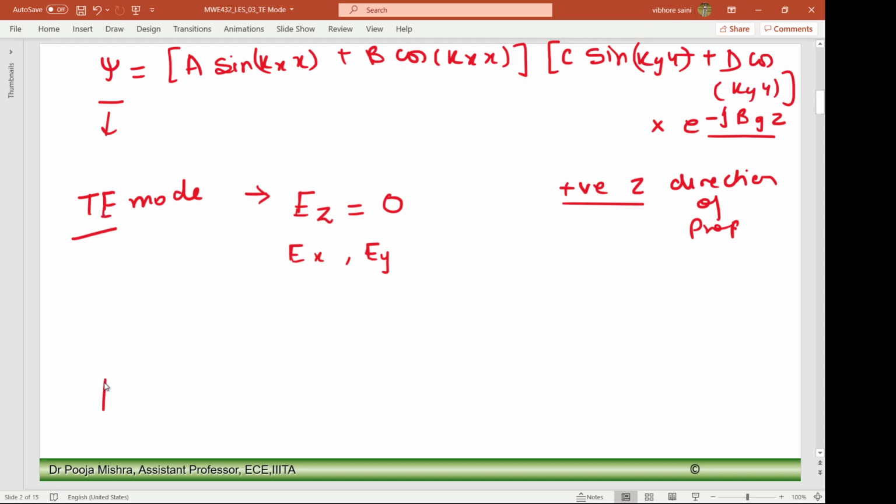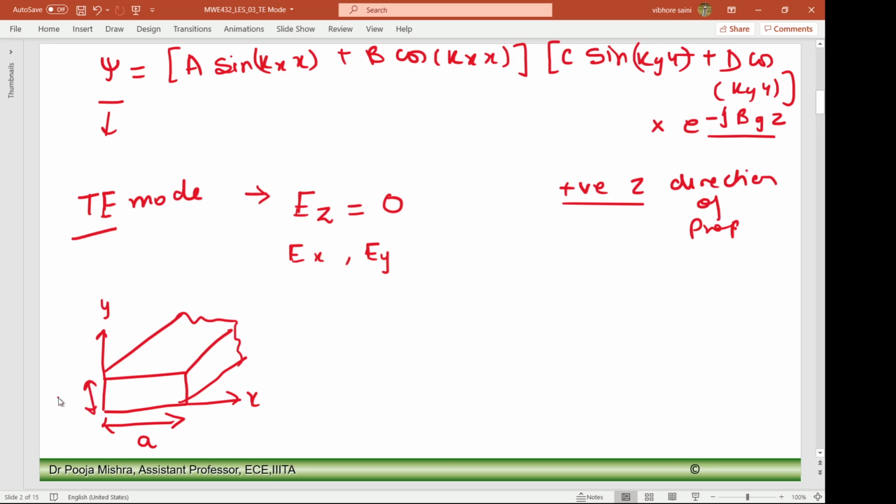So if the waveguide is something like this, we'll quickly draw it. Along the x-axis we have dimension a, and along the y-axis the dimension is b. A is usually greater than b. So if this is the waveguide and positive z is towards us, this is negative z direction, so there will not be any electric field component in this z direction.